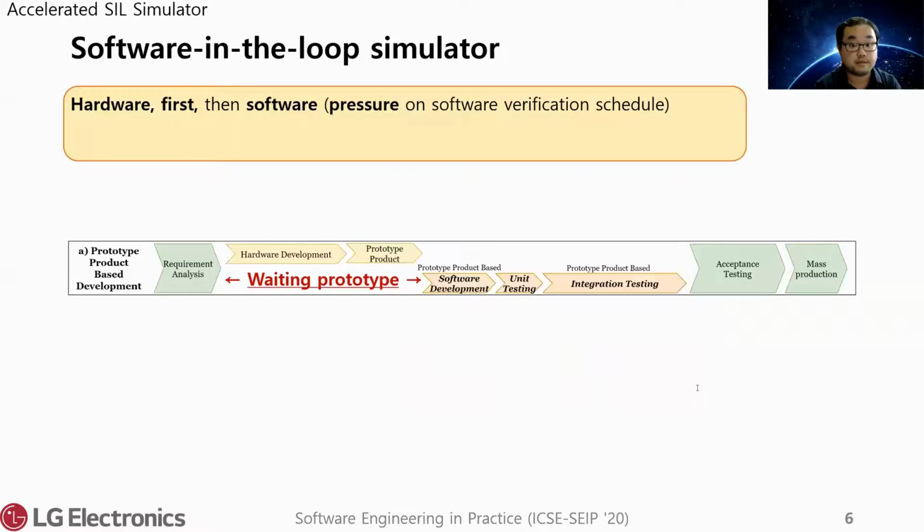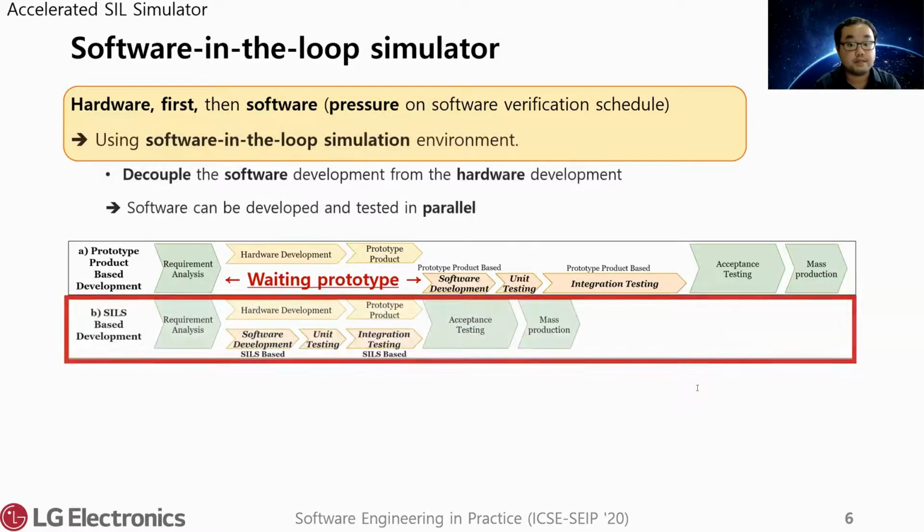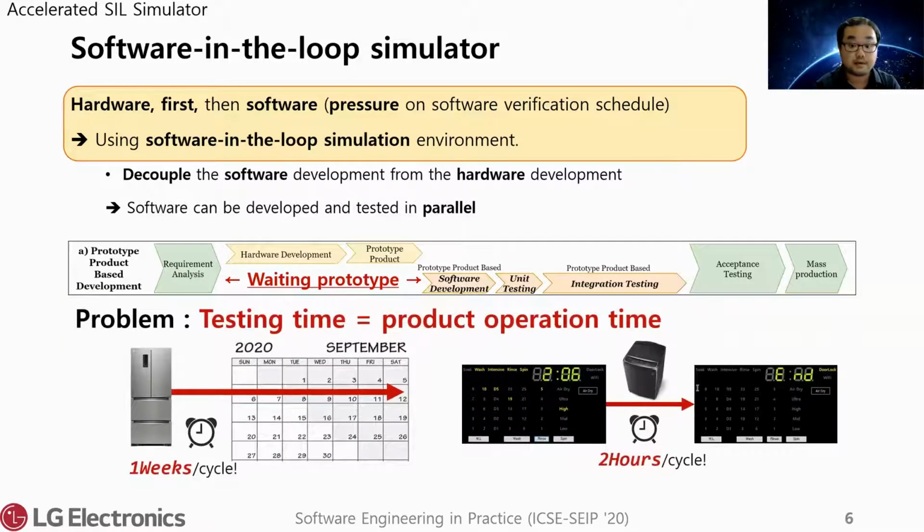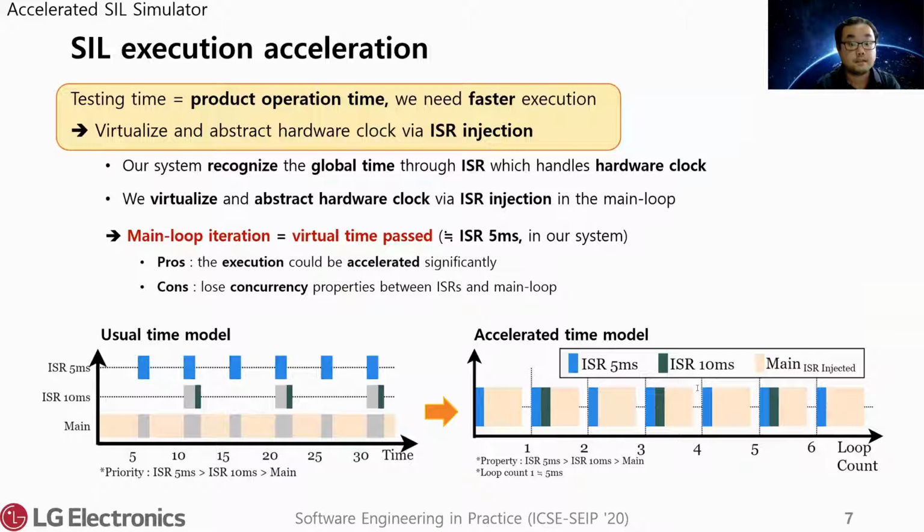In our previous practice, software development couldn't even start before the prototype product is made. With the SILS simulator, software can be developed in parallel with the hardware, easing pressure on the software development and verification schedule. But applying SILS alone cannot reduce the execution time unless the notion of the time is abstracted. This can be tricky in embedded systems where the time is dictated by hardware.